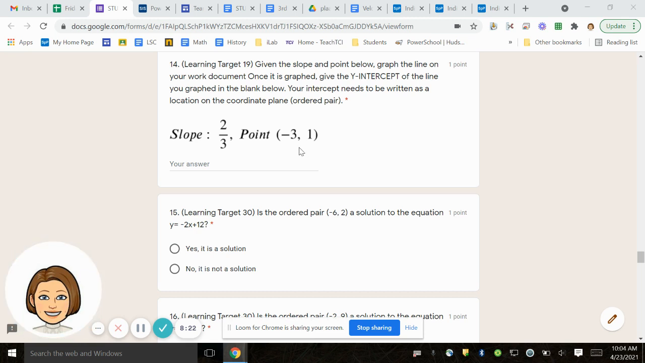So first, graph this point, negative 3, 1, and then using the slope, rise over run, 2 over 3, create the line. Now that you have the line graphed, look where the y-intercept is. For number 14, you're going to write that ordered pair of the y-intercept in this blank.